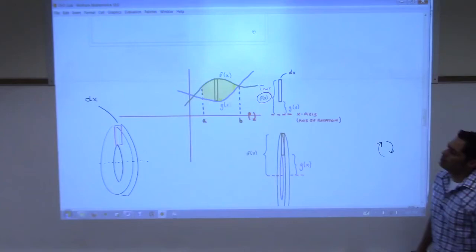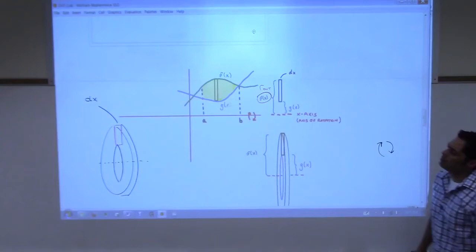Got it? So the volume should be pi, right? The radius, f of x, that function squared, dx. See it? Pi r squared times h. That will give me the volume of a single sliver. And as before, now how do we add them all up? We do an integral. And that integral is going to start out where?